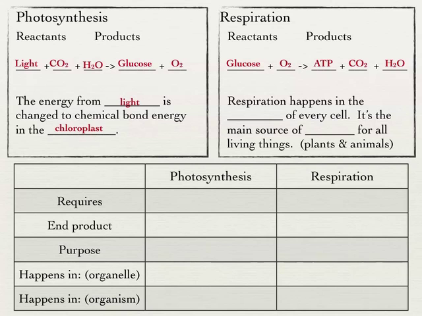Where does it happen, Thomas? Where in a cell? Chris? Mitochondria. It's in the mitochondria of every cell. And it is the main source of energy, or ATP, for all living things, whether plants, animals, bacteria, fungi, protists. All of those living organisms rely on respiration to produce ATP.